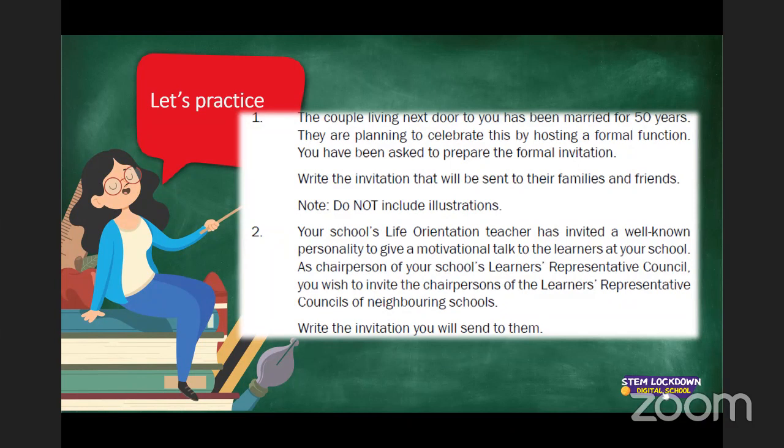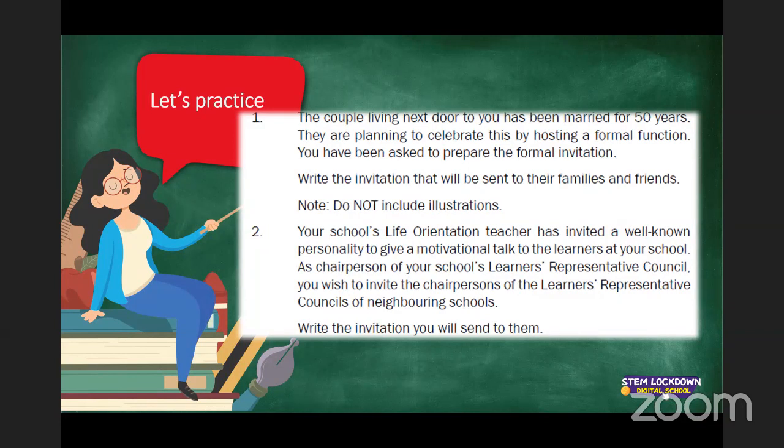So just jot down. So you have two topics to choose from. The couple living next door to you has been married for 50 years. They're planning to celebrate this by hosting a formal function. You have been asked to prepare the formal invitation. Write the invitation that will be sent to the families and friends. So that's the first one that you do.